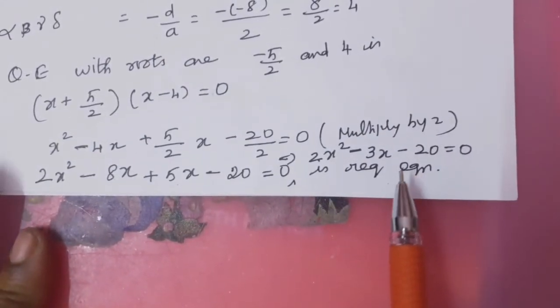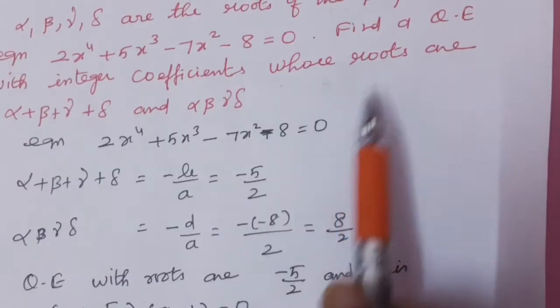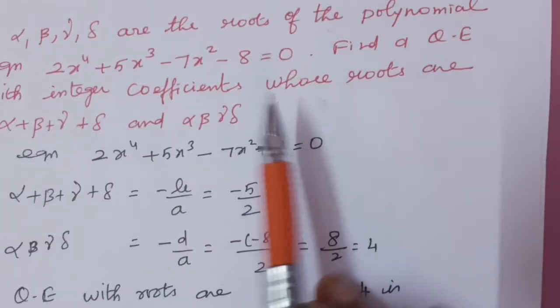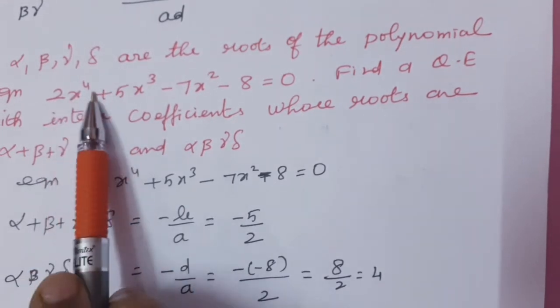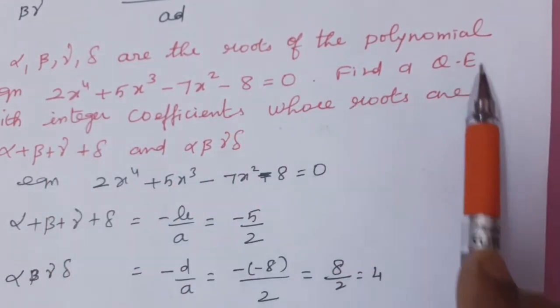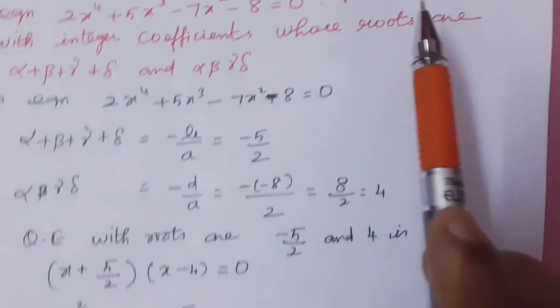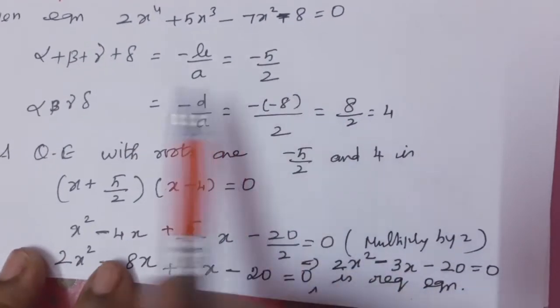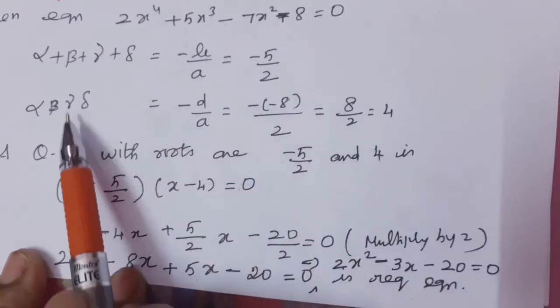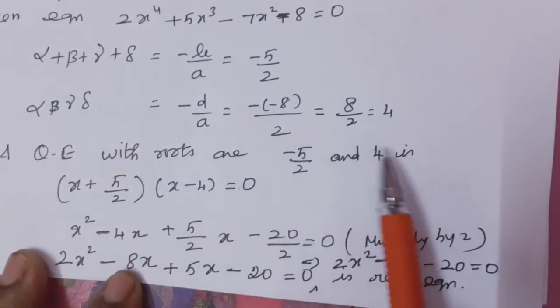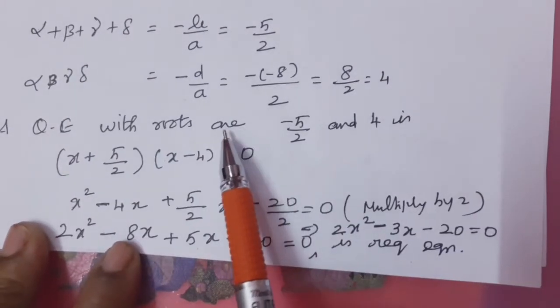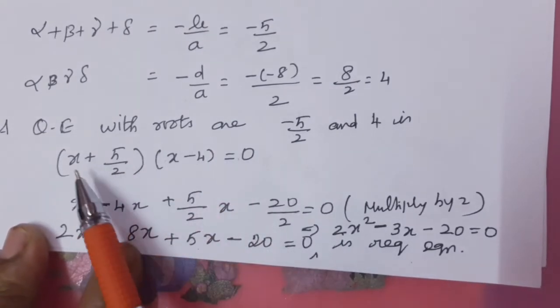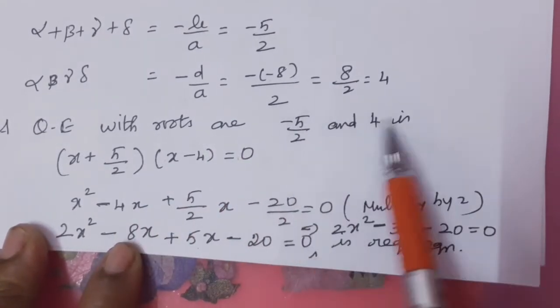So from the fourth degree equation, we make a quadratic equation. The question is asking for the quadratic equation. So what is given? Given is the fourth degree equation. The fourth degree equation is converted into a quadratic equation. Here roots are given. For addition, we take one of the roots. For product, we take the other root. Using the two roots, we substitute into the quadratic equation. What are the quadratic roots? One of the roots is minus 5 by 2, another root is 4.